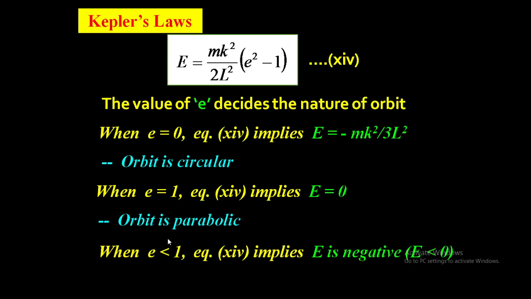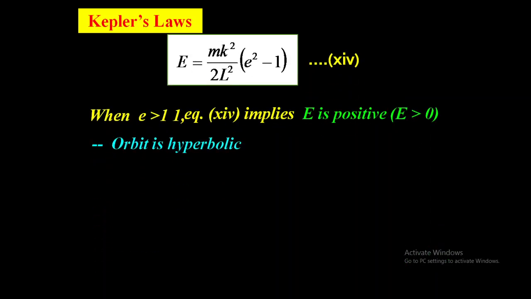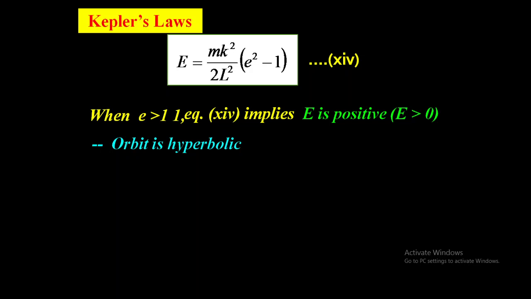If e is less than 1, then the total energy is less than 0, and the orbit is elliptical. And second, if e is greater than 1, e square minus 1 is positive, so E is greater than 0, and the orbit is hyperbolic. So this is the significance of the eccentricity values.